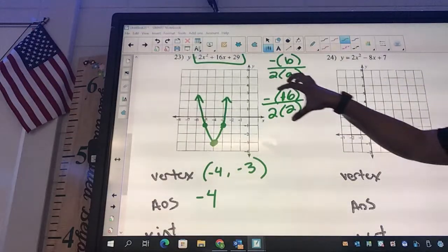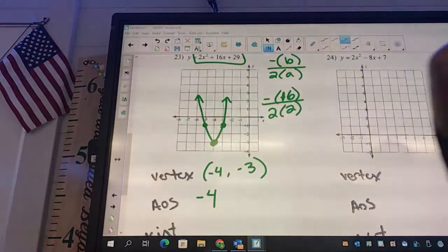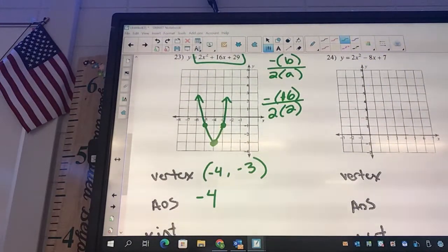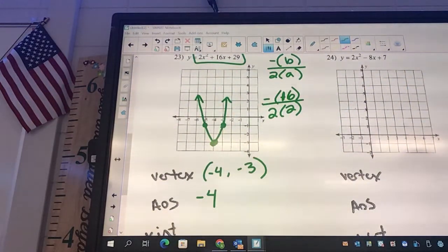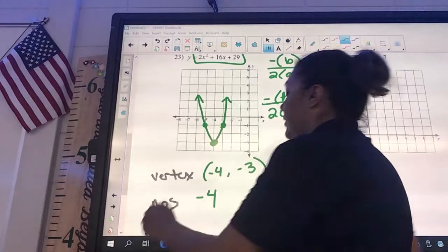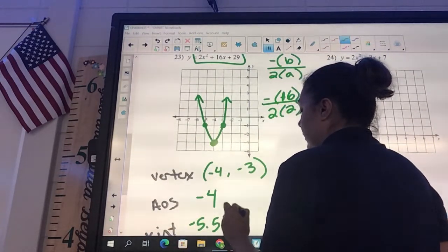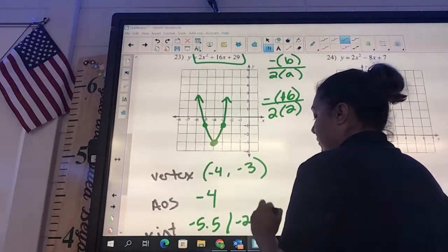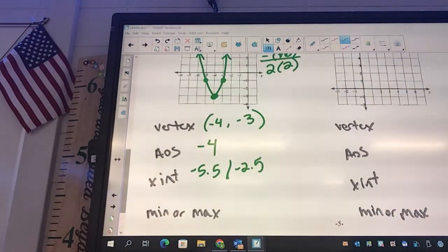Okay, and because A is 2, you're going to go up 2 over 1 instead of 1 over 1, okay? But if you forget, it's not going to mess with your graph that much, okay? The x-intercept, so I got -5.5 and -2.5, we'll say. Min or a max? Min.